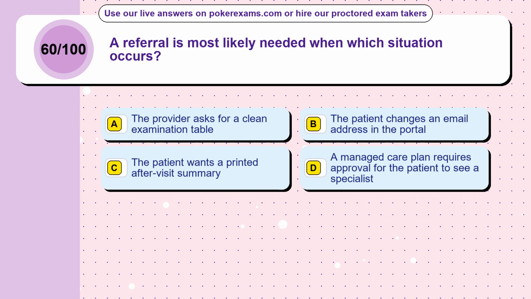Question 60. A referral is most likely needed when which situation occurs? Option A. The provider asks for a clean examination table.